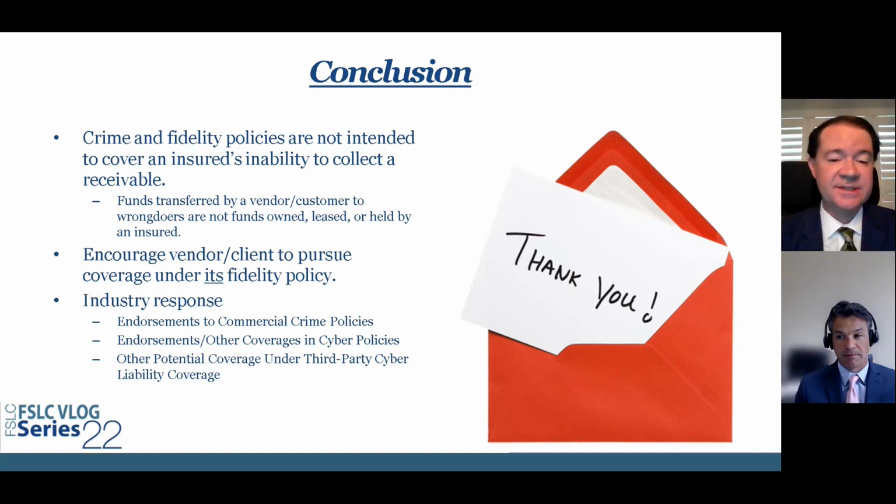So in response, this scheme is becoming more common, and our insureds are submitting more claims with this, and they want coverage for it. Maybe its client vendor, as Matt just said, either won't pursue coverage under its own fidelity policy or doesn't have it. I have seen there are some endorsements out there. I think that is an evolving issue for us. There are other potential coverages possible under cyber policies or even third-party cyber policies. So the industry is responding to this new risk and trying to meet the needs of its insureds.